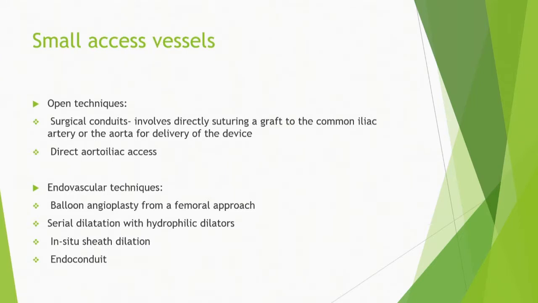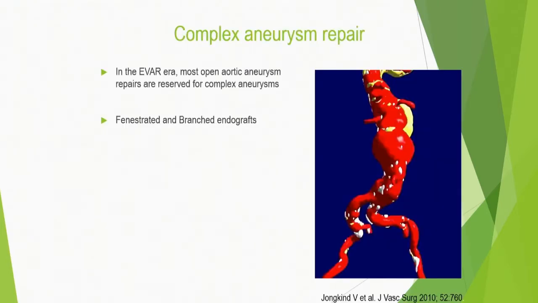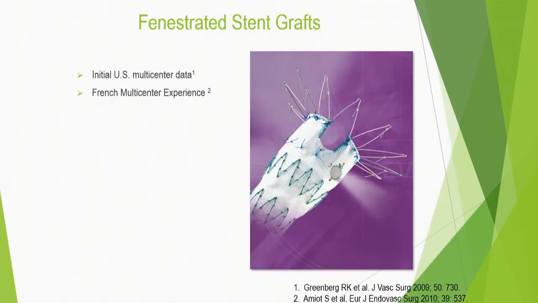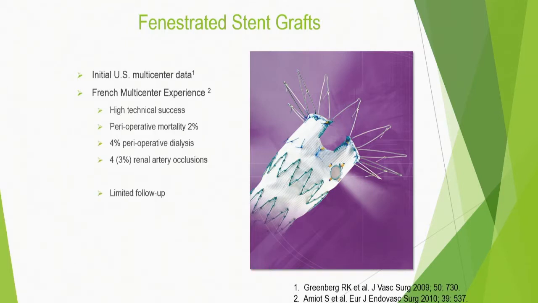Addressing small access vessels can be done with open techniques or endovascular techniques, and there are several techniques to overcome access for delivery of the device. And then when aneurysm repairs become complex, the options are open repair in patients who are fit for surgery, but in patients who are unfit for surgery, we have other options like the fenestrated stent grafts, which have shown excellent short-term results and excellent perioperative mortality as well as renal complication rate, but the longer-term follow-up data is still pending.